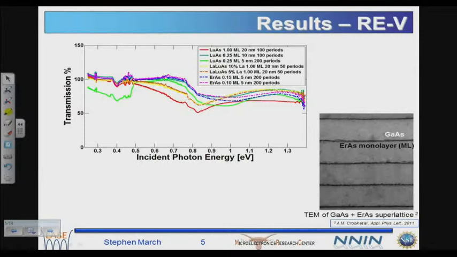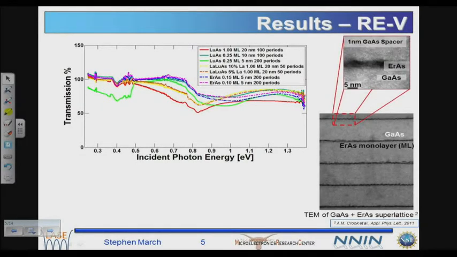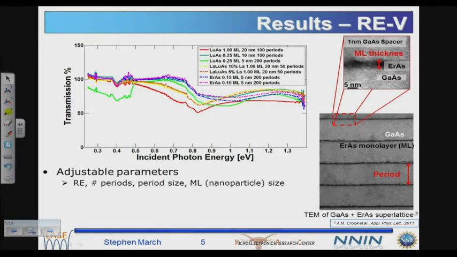Moving on to the results for the rare earth monopnictide nanoparticle superlattices first. This is a TEM image of a gallium arsenide and erbium arsenide superlattice where you can see the individual nanoparticles up top. The specific things we could adjust were the rare earth material, the number of periods, period size, and the nanoparticle size. You can see the period length there, as well as the altering of the size and the number of periods involved. First, this is a transmission spectrum looking at 3 different material systems, focusing on erbium, lanthanum, and lutetium.